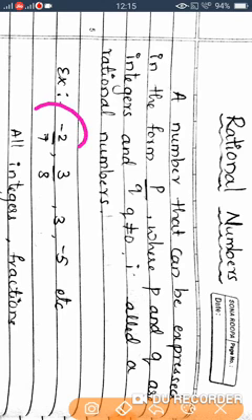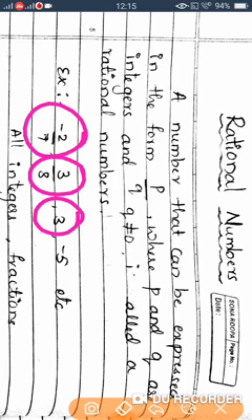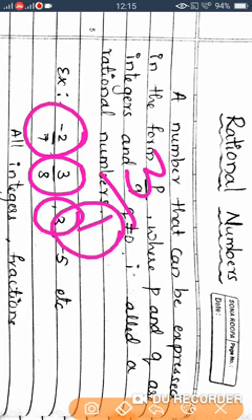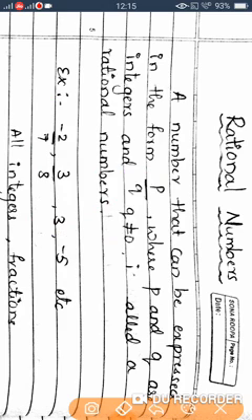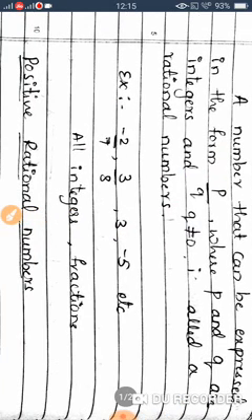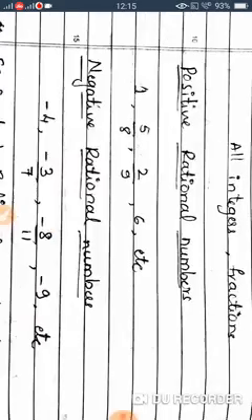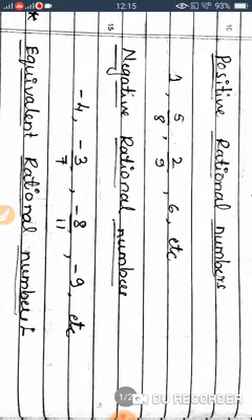Okay, then can you tell me examples? Minus 2 by 7, 3 by 8. Even 3 is also a rational number, because we can write 3 as 3 by 1. Okay, 1 is also an integer or whole number, isn't it? Then minus 5 is also a rational number. Then all integers and fractions together are also rational numbers. Keep it in mind.